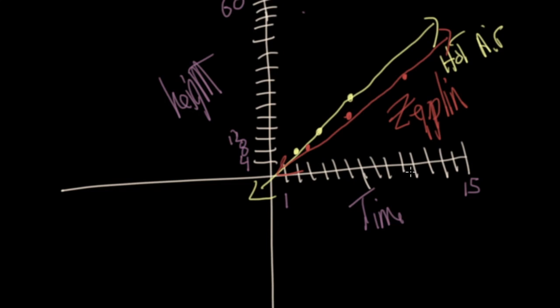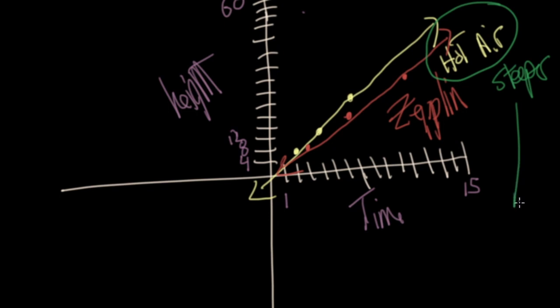Well, which one looks steeper to you? You're going to say the hot air balloon. So the hot air balloon is going to be steeper. So that is going to be steeper. And what does that mean in real life? It has a bigger rate. So that means that it would rise faster. So looking at the steepness of two different things.